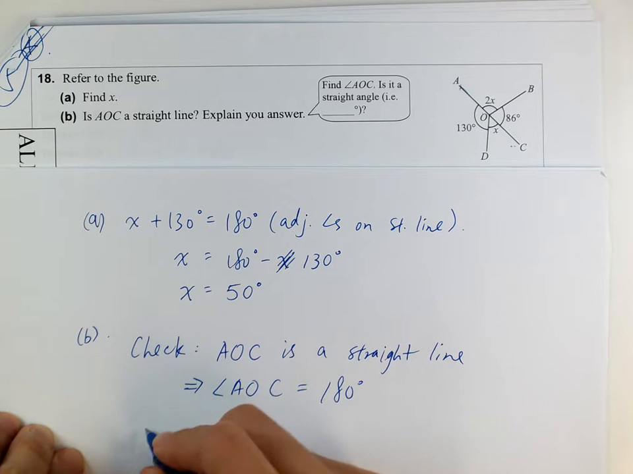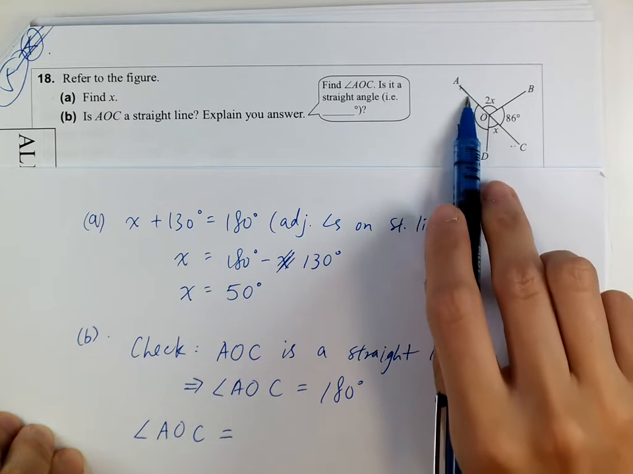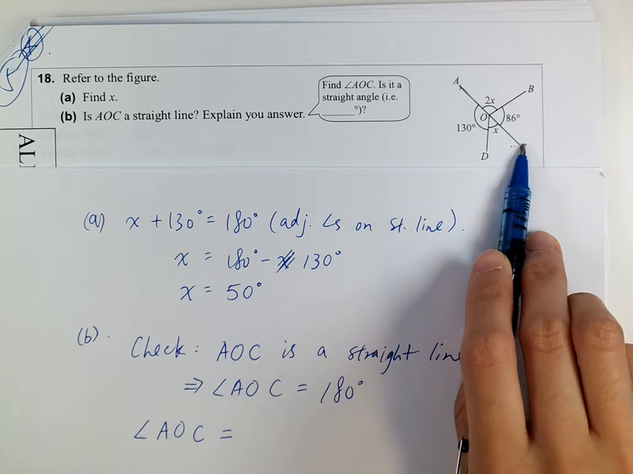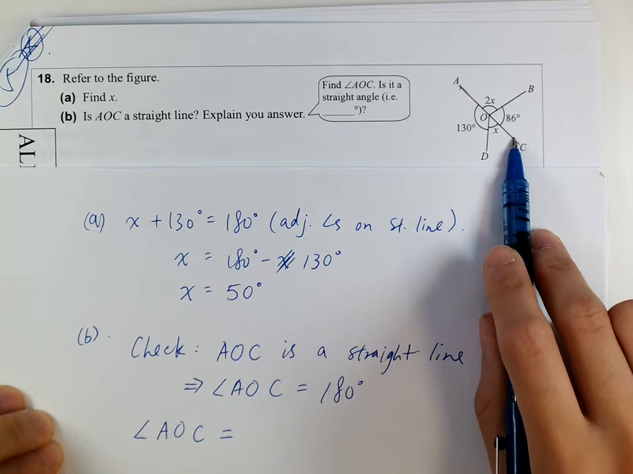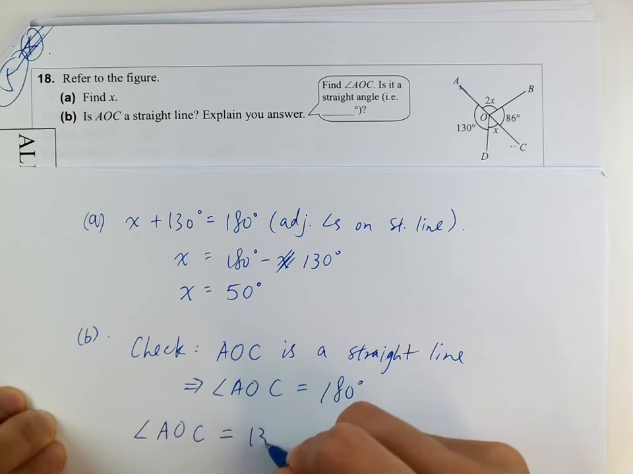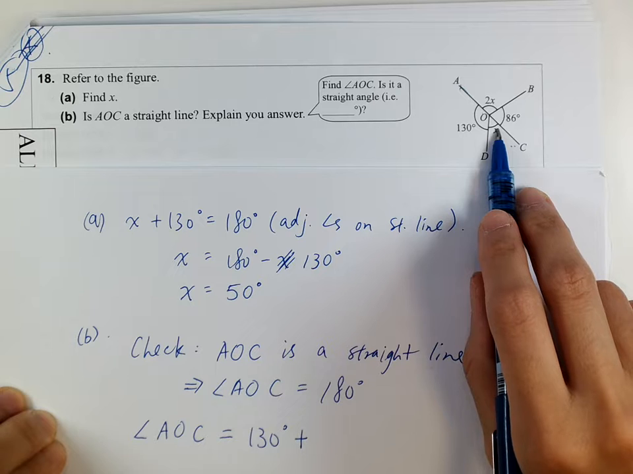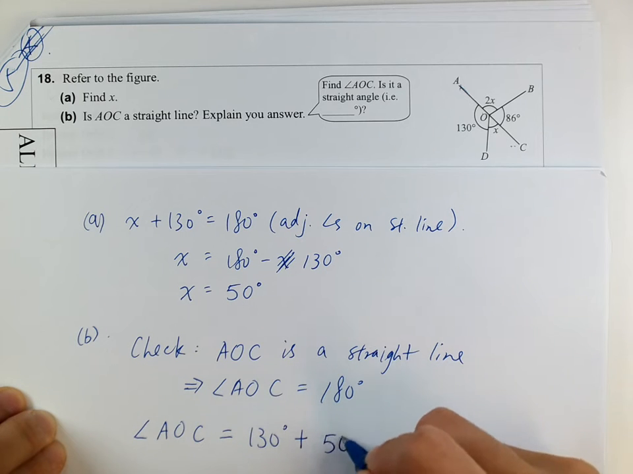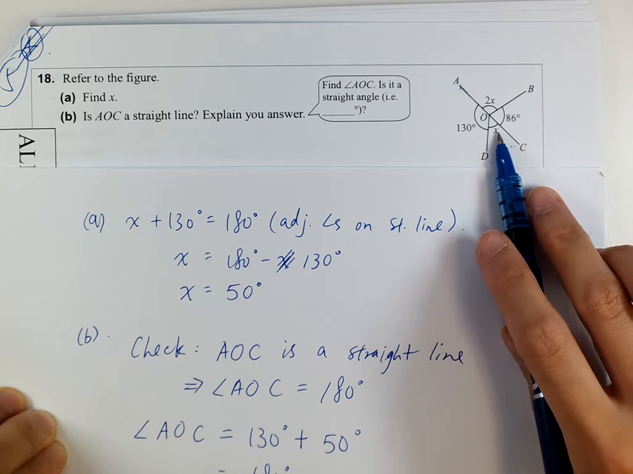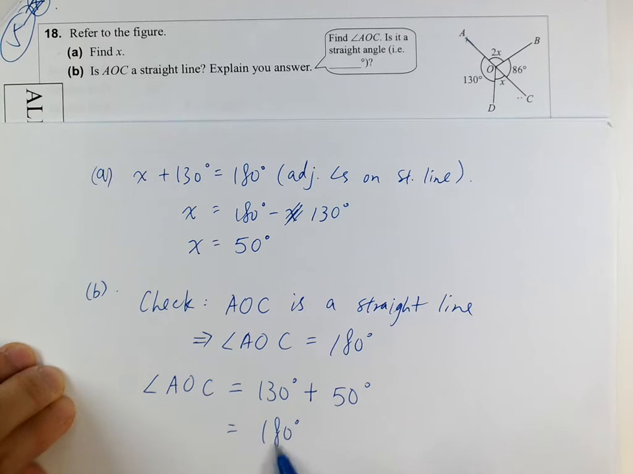So in other words, we want to find the value of the angle AOC. So AOC is 130 plus x. Just now we found out that x is 50. Oh, that's great. We have shown that AOC is 180. That means AOC is a straight line.